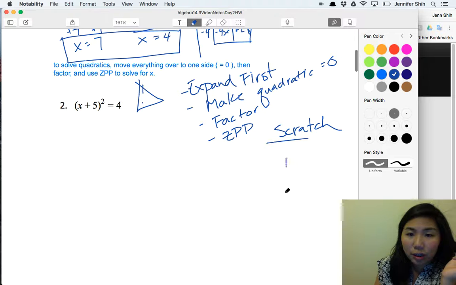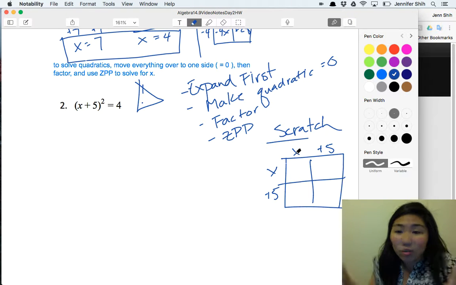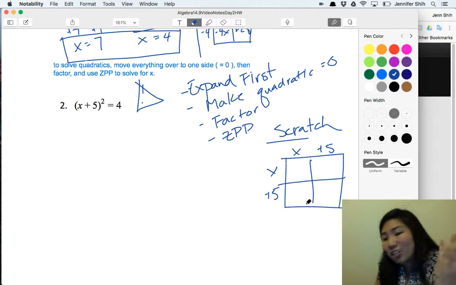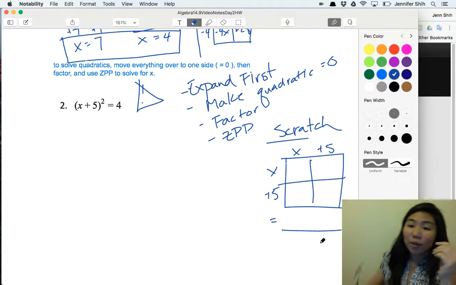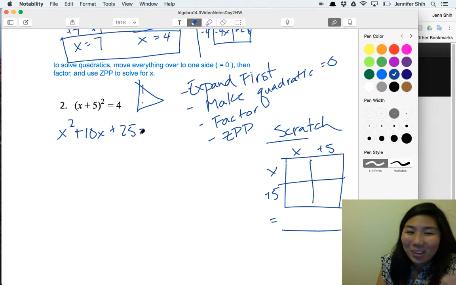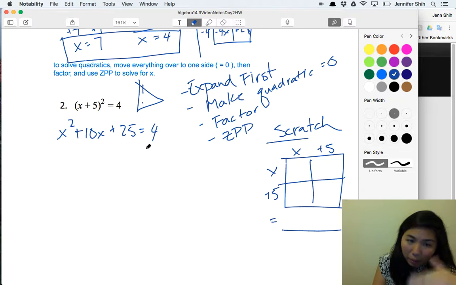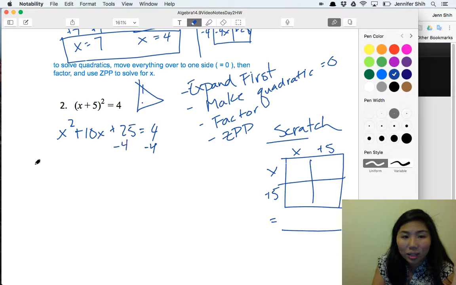In our scratch work, you can do a box method, x plus 5, x plus 5. That's what that square means. That square means you just multiply it by itself. I actually know what this is in my head, but in your scratch work, I recommend you pause and figure it out. Otherwise, I'm going to write down what x plus 5 squared is. It is x squared plus 10x plus 25, and that's equal to 4. How do we solve for this now? Well, you do the same thing we did in example 1. You are going to set one side equal to 0.